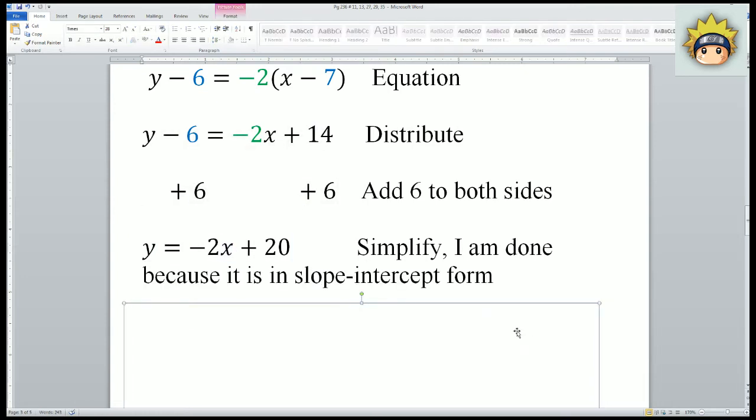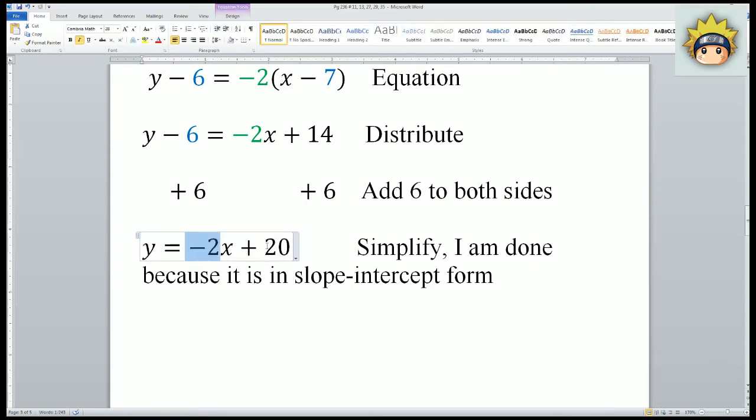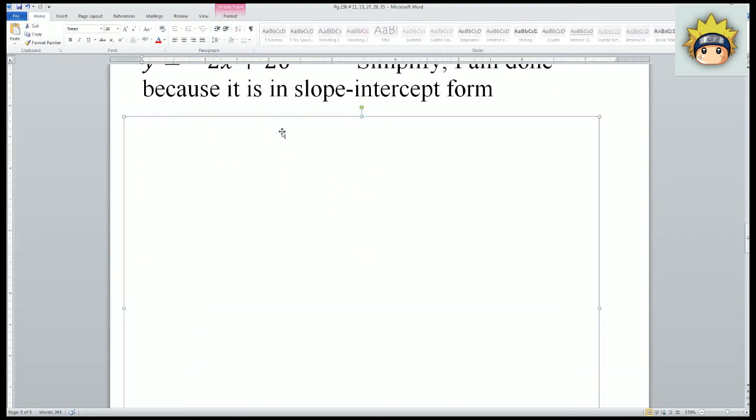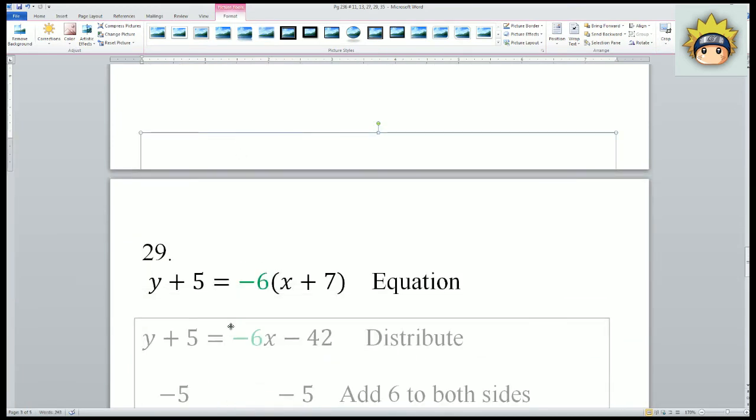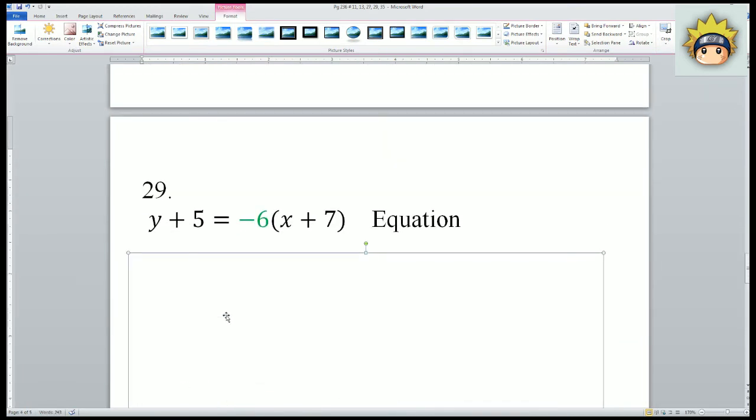Now I am done because it is now in slope-intercept form. There is a slope, and there is an intercept right there. It is in the format y equals mx plus b. Therefore, I am done. Next, number 23 gives me the same direction.